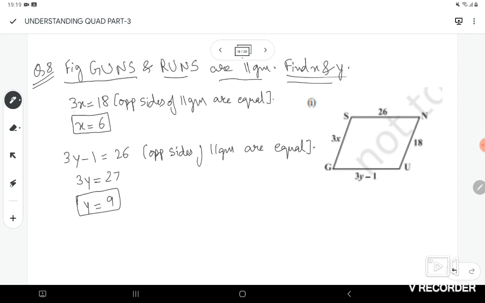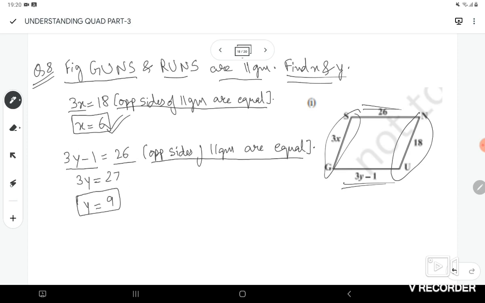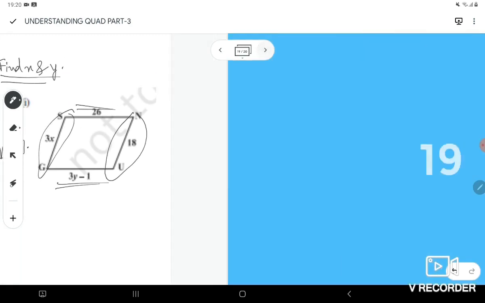So using the properties, we find that 3x is equal to 18, because opposite sides of a parallelogram are equal. So the value of x comes out to be equal to 6. Using the same property, 3y minus 1 comes out to be equal to 26, because opposite sides of a parallelogram are equal. So 3y becomes equal to 27, and finally the value of y comes out to be 9.